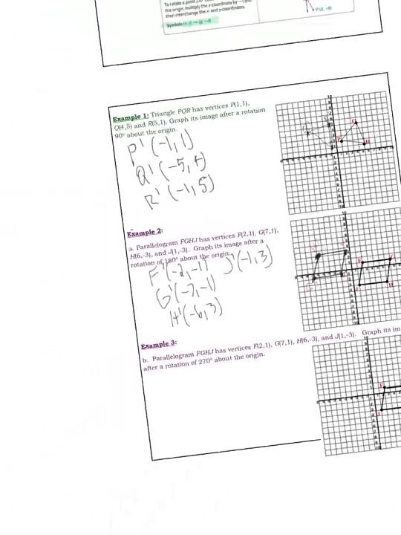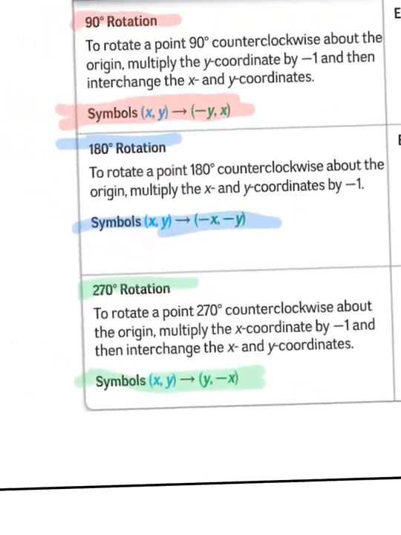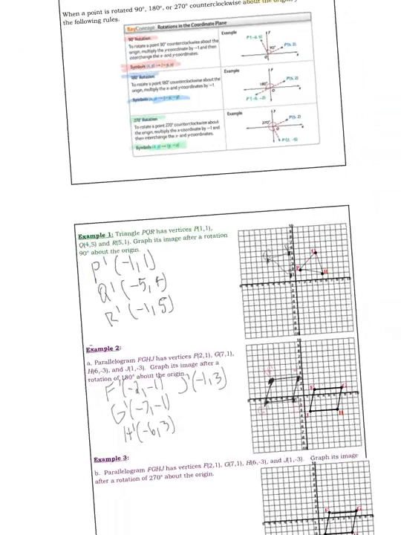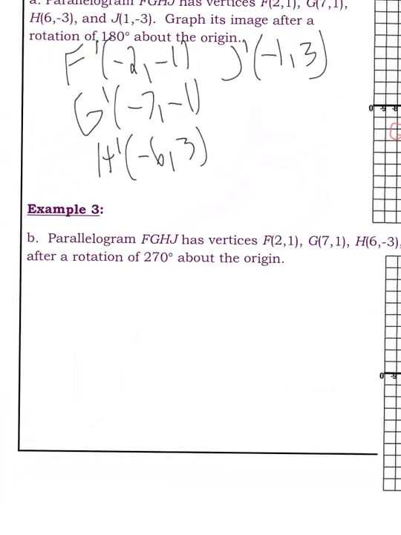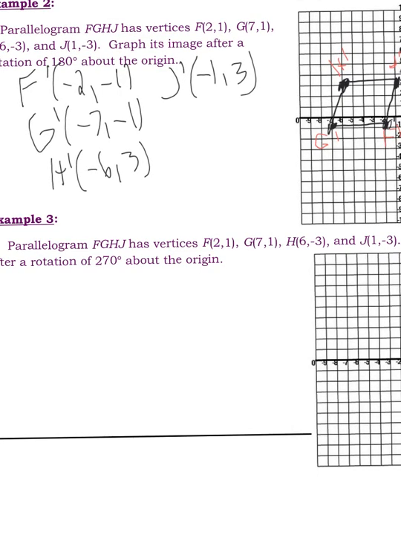Okay, the last one to go over is a 270-degree rotation, and that one's almost exactly like the 90-degree rotation. So you flip the coordinates, only instead of it being negative y comma x, it's now going to be positive y, or just regular y comma negative x. So you're going to flip them and change the sign on what was the original x coordinate. Okay, so here I can see my f, g, h, and j.